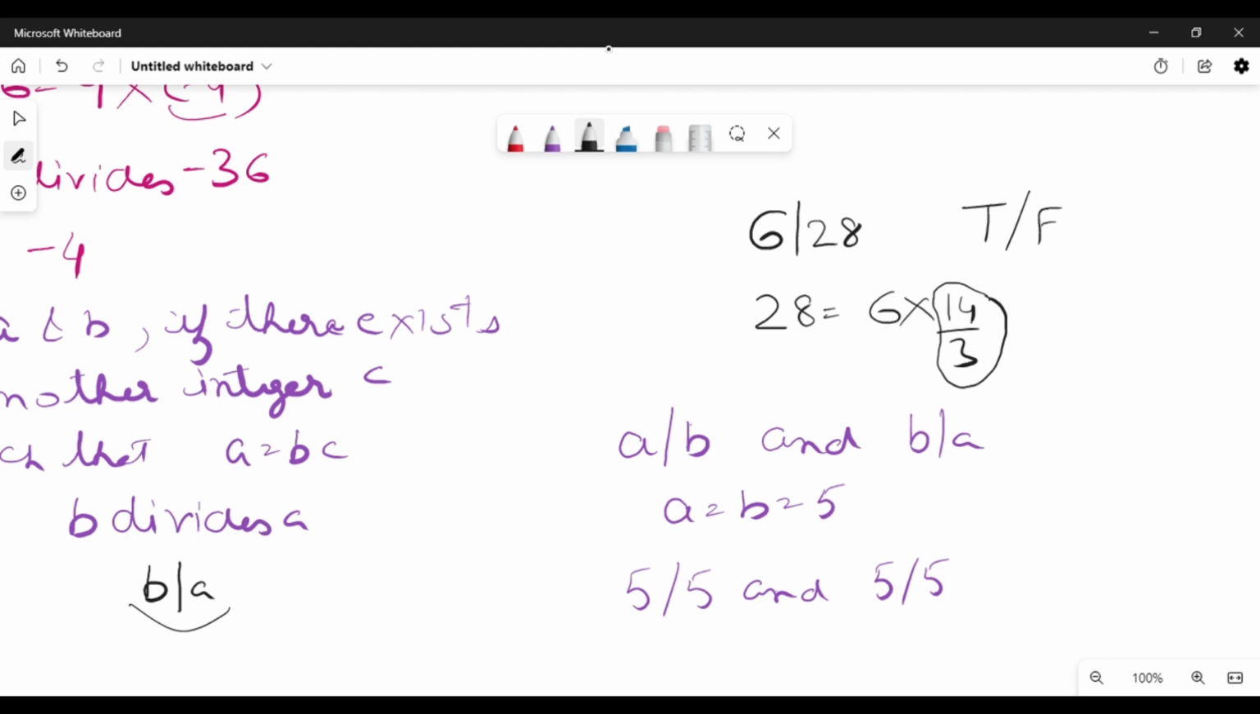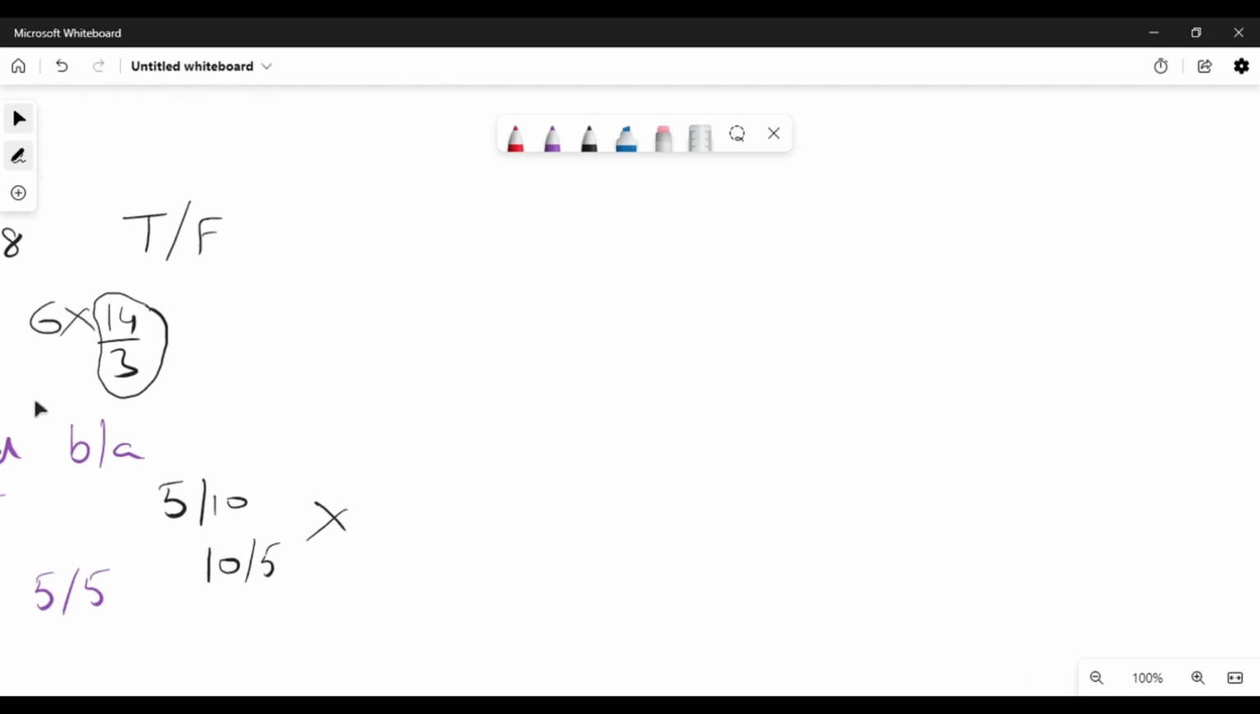Let us discuss that also. If I'm taking A divides B, say 5 divides 10, then 10 cannot divide 5. If 5 divides 10, then 10 is a multiple of 5. 10 does not divide 5. It means this thing is false. So if A divides B and B divides A, then the result is A is equal to B. Now let us come to the actual topic, that was Euclid division lemma.